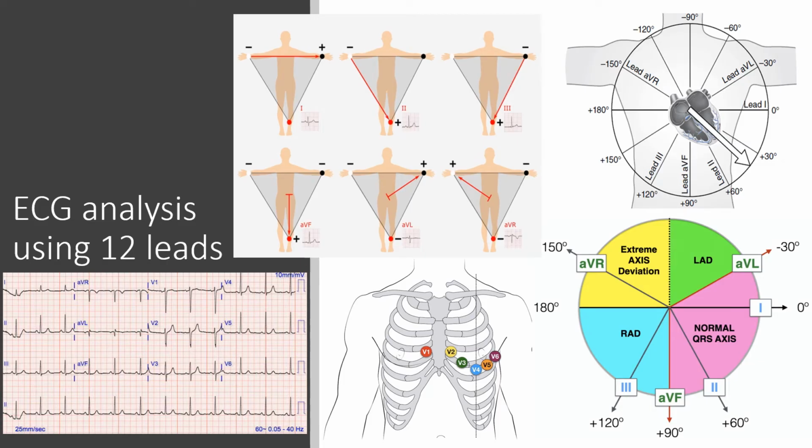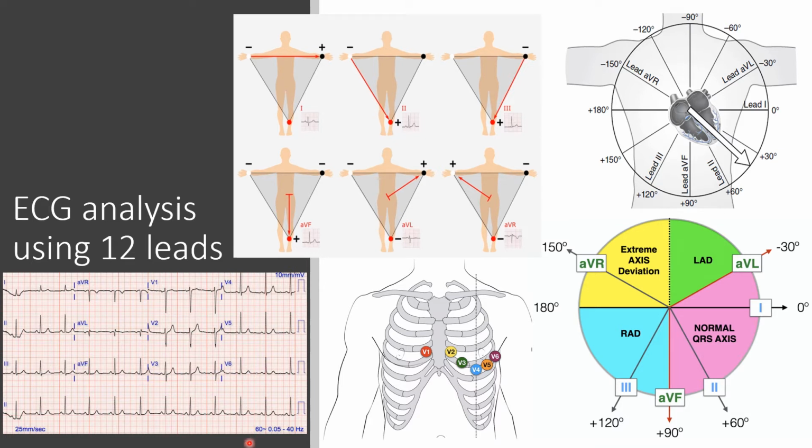Hello everyone. Today we're going to talk about mean electrical axis, how to figure out the mean electrical axis by looking at an ECG strip. Let's take a look at an ECG or an EKG graph together. This is what you usually get when someone has an EKG done.